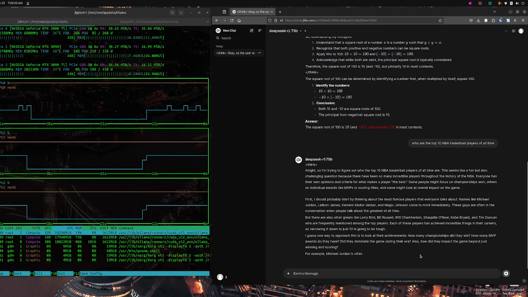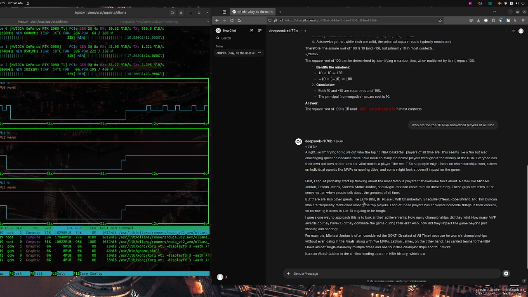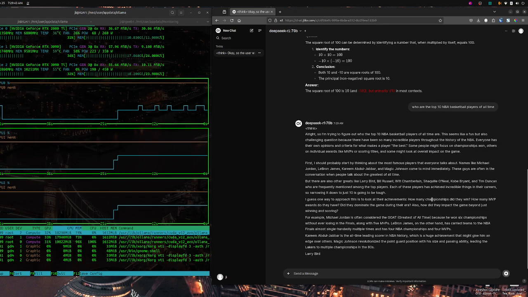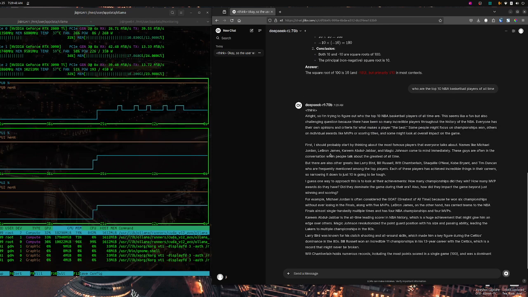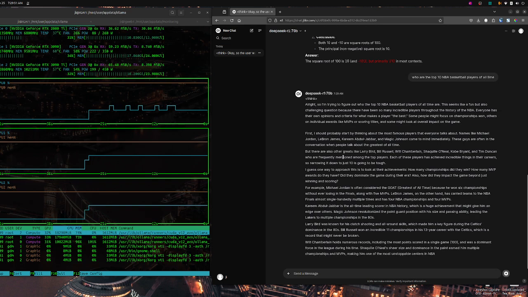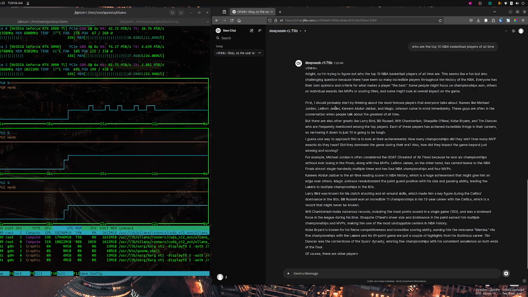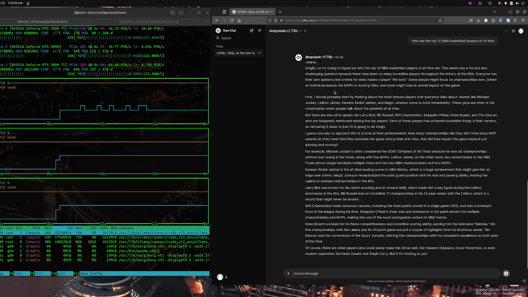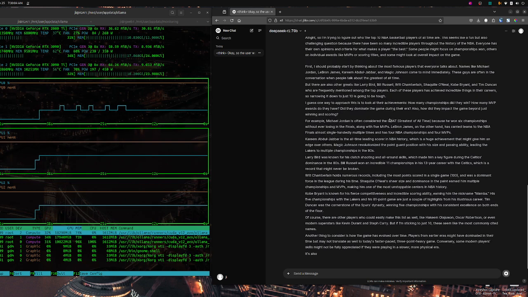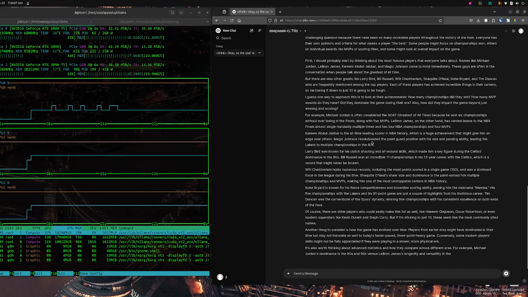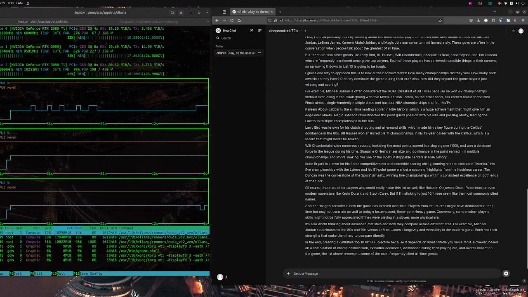So again, it's kind of asking itself who it thinks would be the best player, and it starts to give its own arguments as it's thinking about the actual result of this question. Looking through its analysis, it looks pretty accurate, I think. If you're a basketball fan, you may agree with the assessment here.